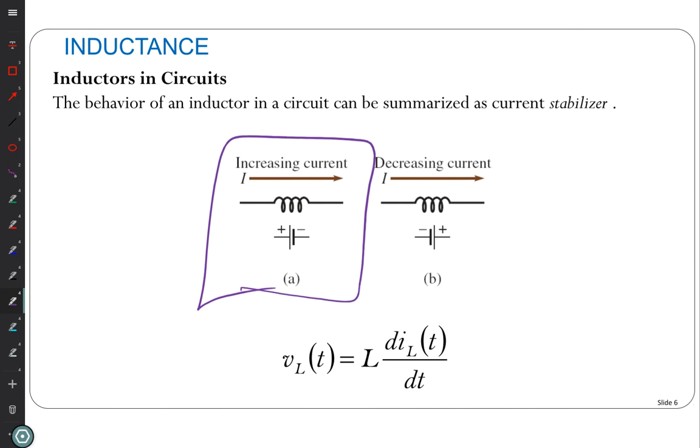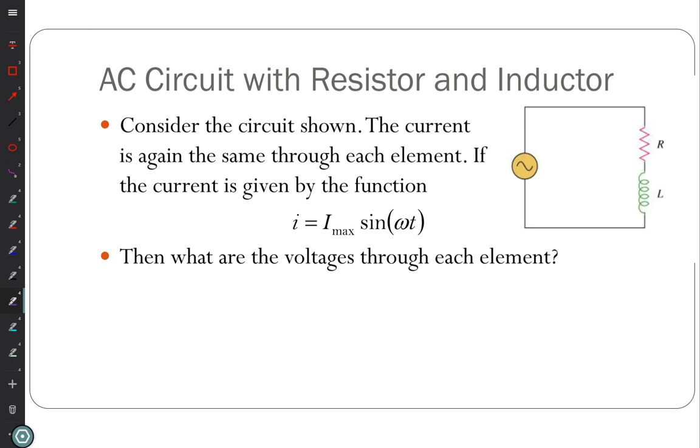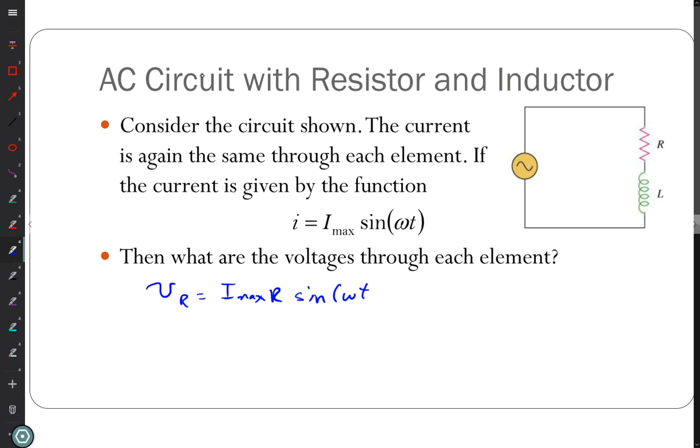Using this voltage as L di dt, let's look at a circuit that has a resistor, an inductor, and a power supply. Once again, the current is going to be I max sine of omega t. Just like the first time through, the voltage across the resistor is going to be I max R sine of omega t. What about the voltage across the inductor?